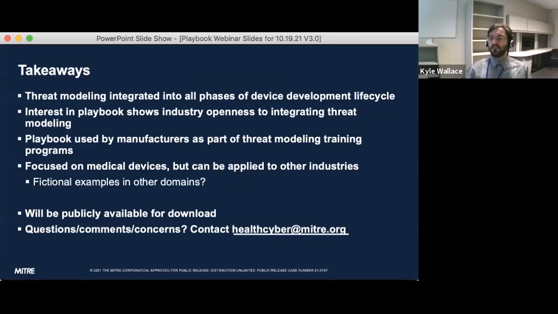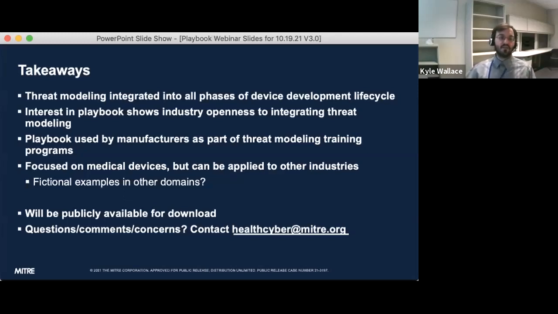So at the end of the day, what is the key takeaway? We wrote this playbook specifically because we want people to integrate threat modeling into all phases of the device development lifecycle, all the way from inception of the device down to the eventual distribution of the device to HDOs. To hammer home the point that's been hammered home a bunch of times, we want devices that are secure by design, not secured after the fact. And that's going to benefit a lot of people, from patients to hospitals to, I really don't know who benefits from not having a secured medical device.